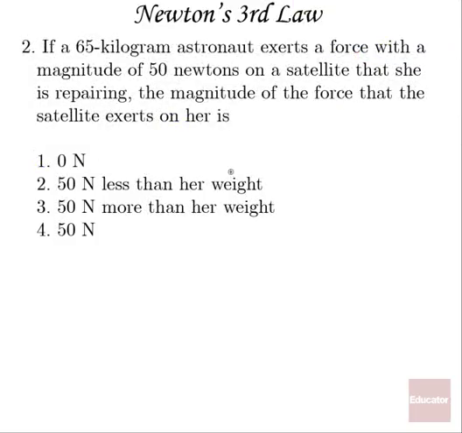So this one's all about reading the question. Number two, if we have a 65 kilogram astronaut and the astronaut exerts a force with the magnitude of 50 newtons on a satellite that she is repairing, the magnitude of the force that the satellite exerts on her is, well, it's got to be the exact same. Newton's third law. The force of object 1 on 2 is equal in magnitude and opposite in direction to the force of 2 on 1.